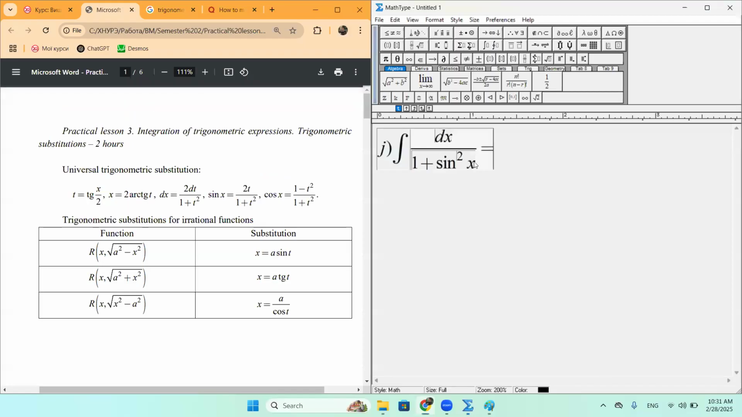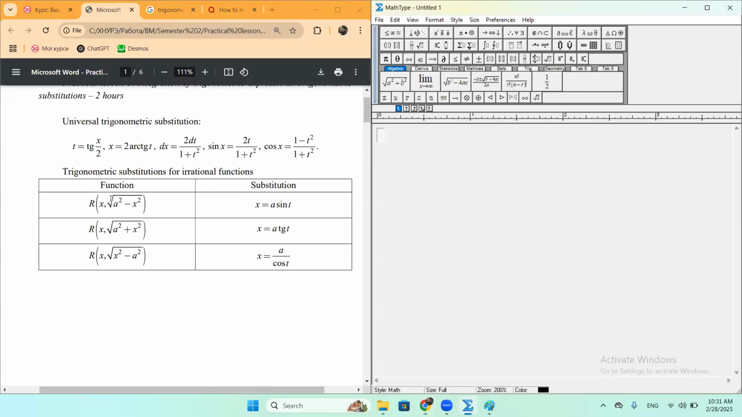Okay, let's continue. Sharing my screen. Now let's talk about trigonometric substitutions. We have the following cases of irrationalities for which we can use trigonometric substitutions.